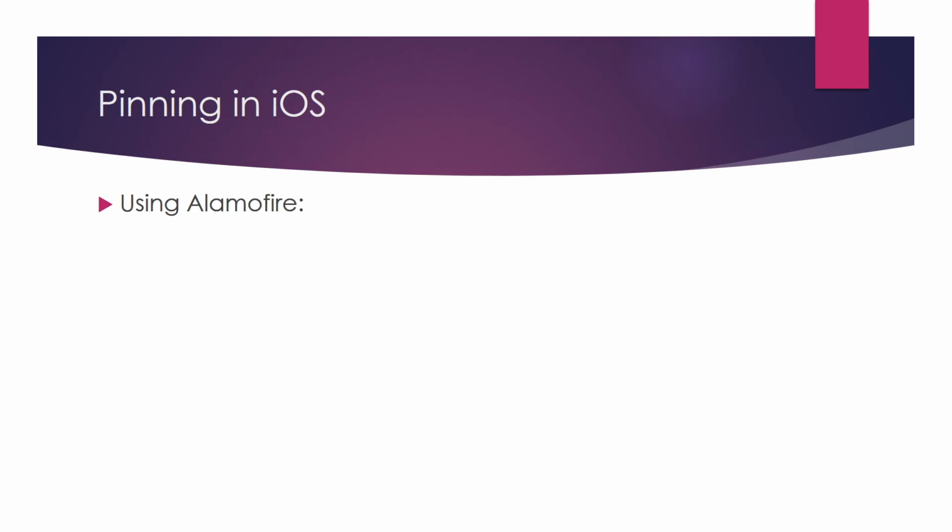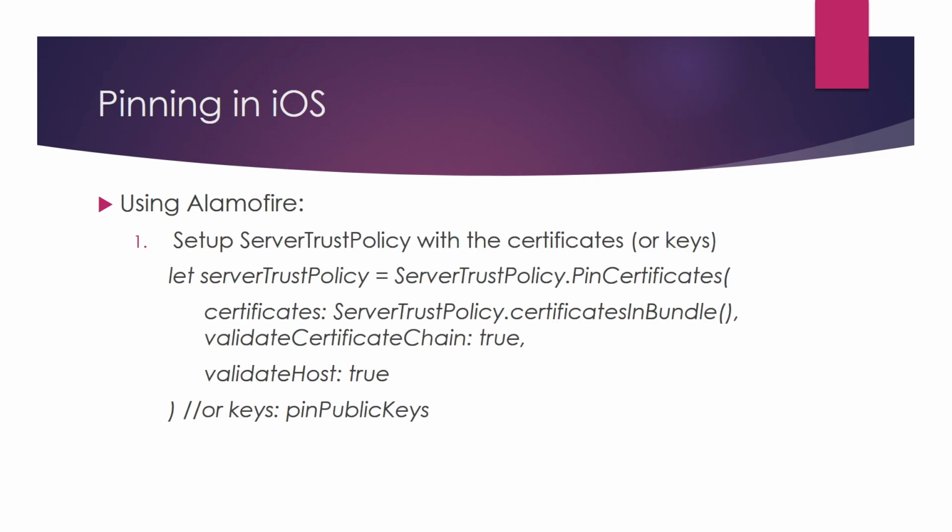The first one is using Alamofire. Who of you knows Alamofire? Who of you uses Alamofire? At least a few, that's cool. So you basically set up a server trust policy with a certificates or keys like this. So you just configure it. I hope I didn't make too many ugly typos. Over here you basically define the certificates bundle, and then you can say validate the chain and validate the host, or instead of that, instead of certificates, use pin public keys. And then you already have the policy.